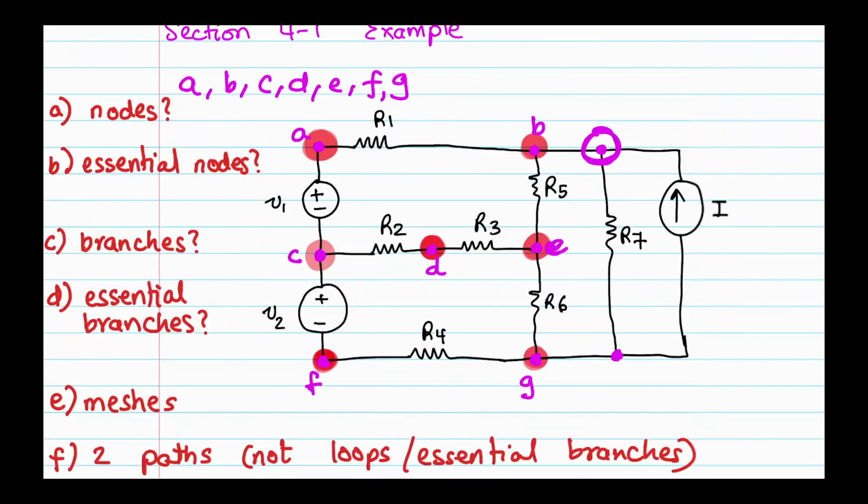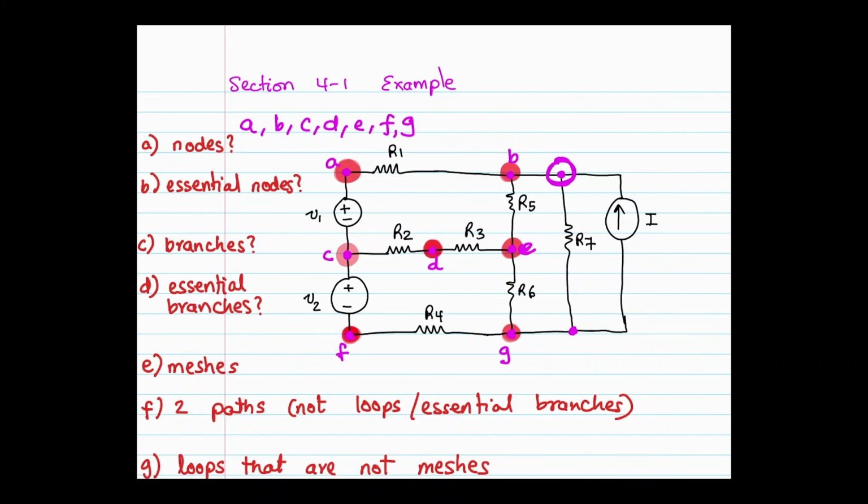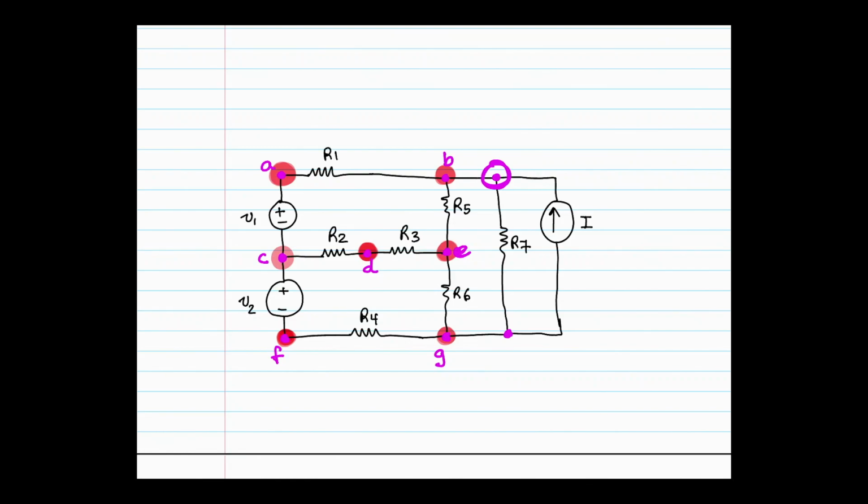Or maybe it is easier if I copy this. I'm going to copy this circuit again here and start on a fresh page. So we looked at essential nodes so far. Here we are going to talk about branches. We are going to look at all the branches. That is what we are interested in finding. Where are all the branches?